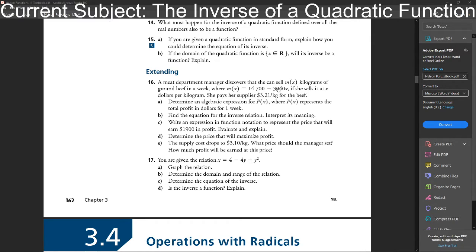So this is her revenue over here. This is selling price. Oh, okay, and this is mass per kilo. Okay, right, I had it there for a second. 14,700 minus this, which is the price that she sells it at in dollars per kilogram. She pays her supplier. X is selling. MX is quantity of meat.